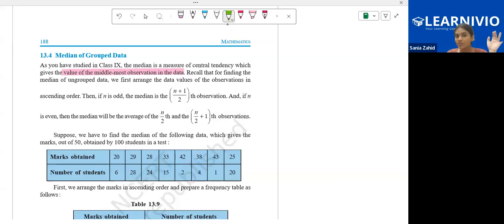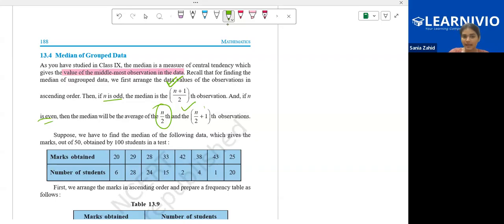Now what happens? First of all, you have to calculate n. So there are two formulas. What is n? n is the total number of observations. If n is odd, then you will use the formula (n+1)/2. If n is even, then you will use the formula n/2 and n/2 + 1, the n/2 th and (n/2 + 1)th observation.